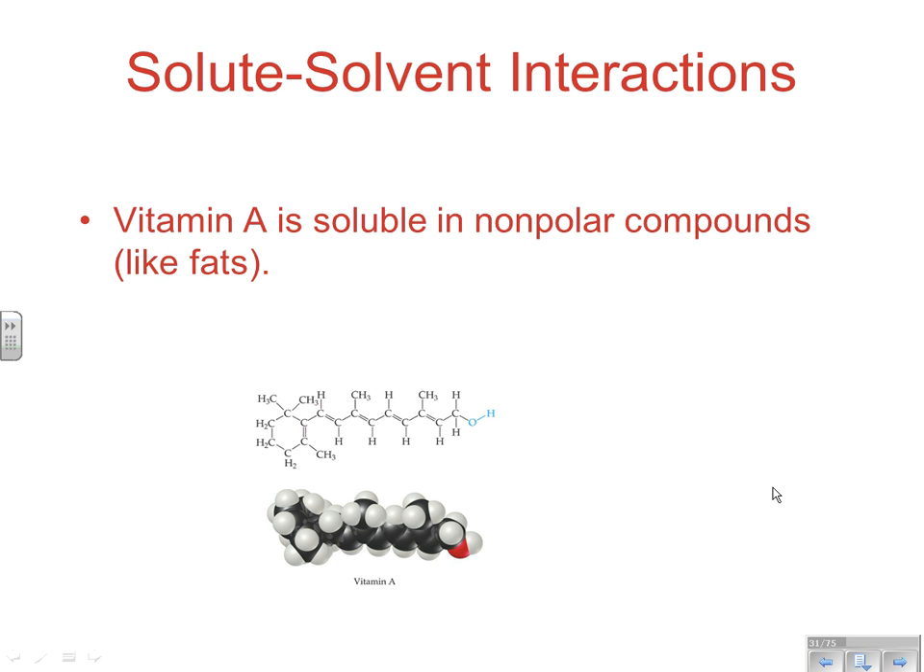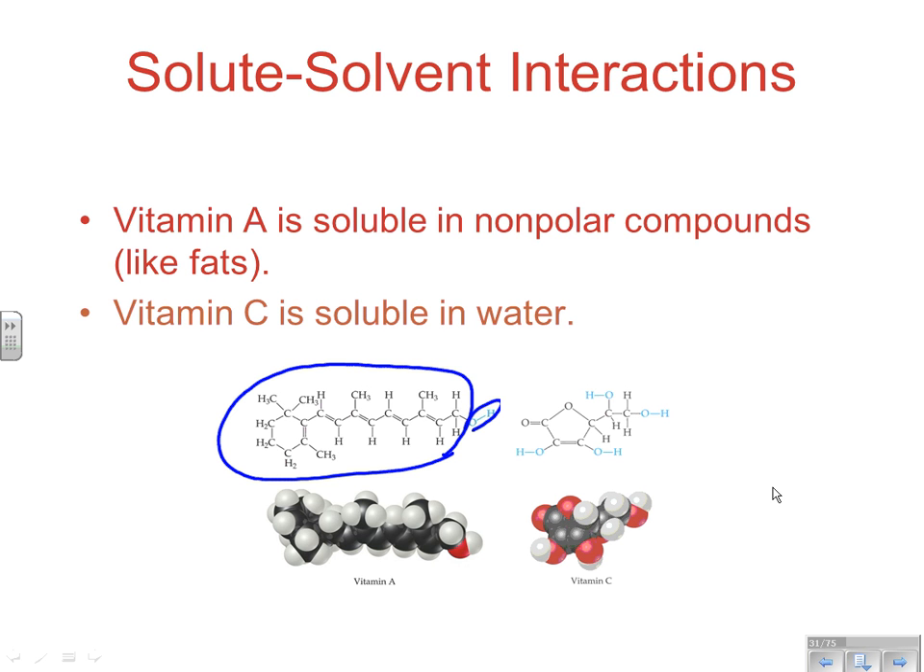Vitamins fall into one of two classes, water-soluble and fat-soluble vitamins. Vitamin A, which looks like this down here, is actually a nonpolar compound, like a fat is a nonpolar compound, like oils are nonpolar compounds. That's because they're mainly carbon and hydrogen with just one little OH here on the end. So its ability to attract water is relatively small. Most of this substance is really a nonpolar substance.